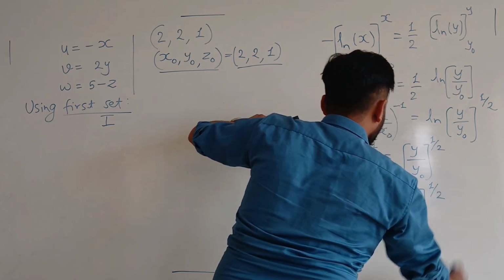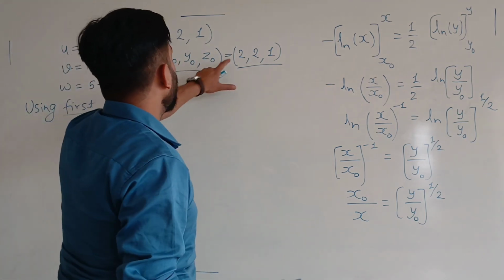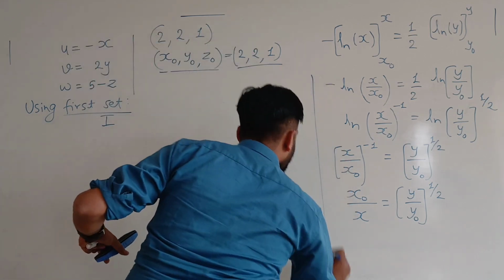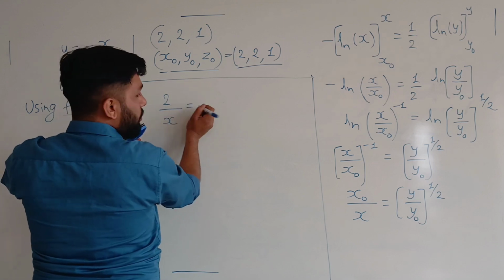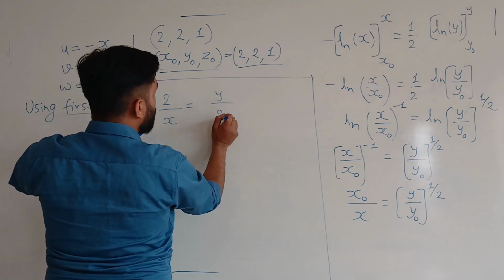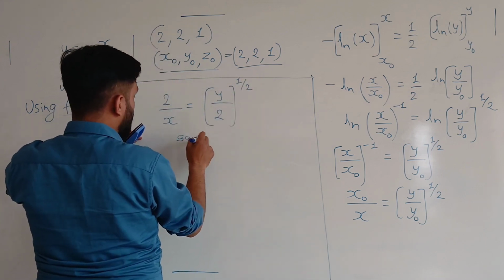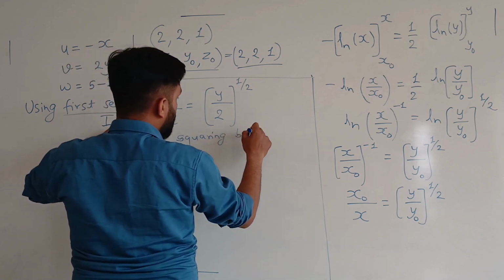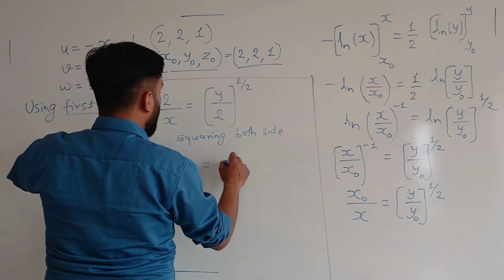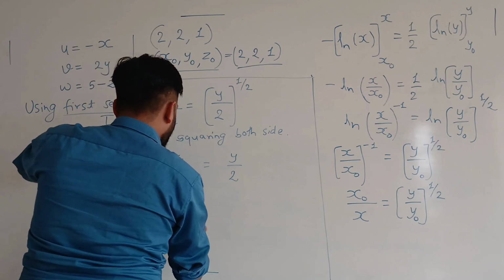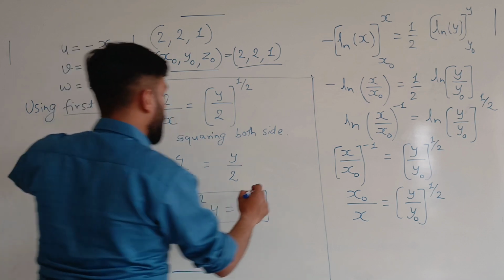Okay, let's put the values of x naught and y naught. x naught is equal to 2, y naught is equal to 2. So 2 divided by x is equal to y divided by y naught, where y naught is also 2, whole power 1 divided by 2. Let's square both sides. 4 divided by x square is equal to y divided by 2. And finally I have got x square y is equal to 8.